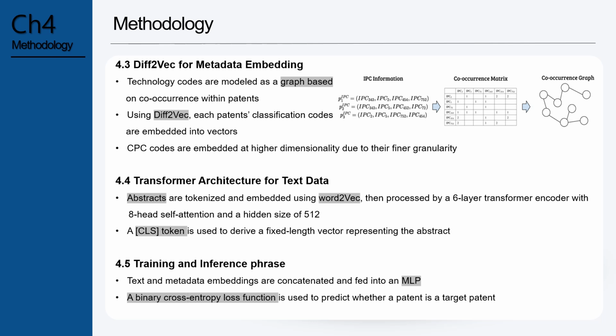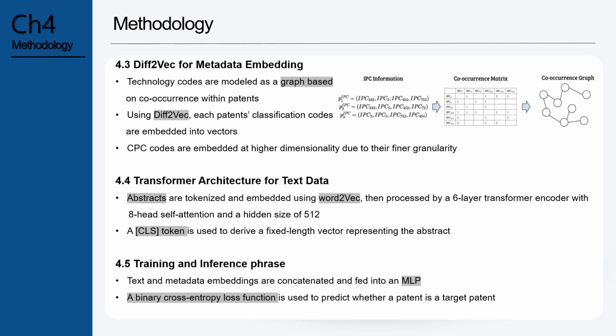Notably, CPC codes, which are more detailed than IPC or USPC, are embedded in a higher dimensional space to better reflect their fine granularity. On the text side, the model processes patent abstracts, which summarize each invention. These abstracts are first converted into word embeddings using word2vec, then passed through a 6-layer transformer encoder with 8 heads of self-attention and a hidden size of 512.